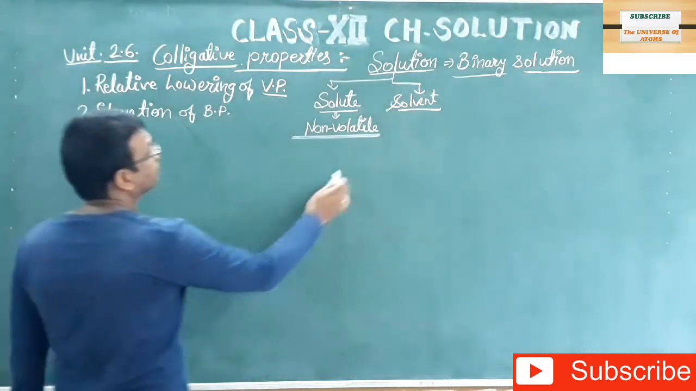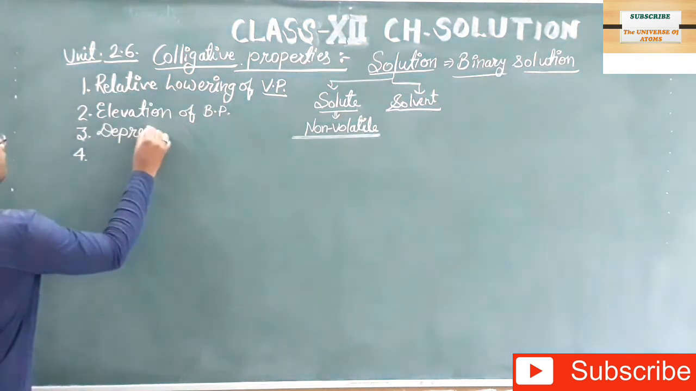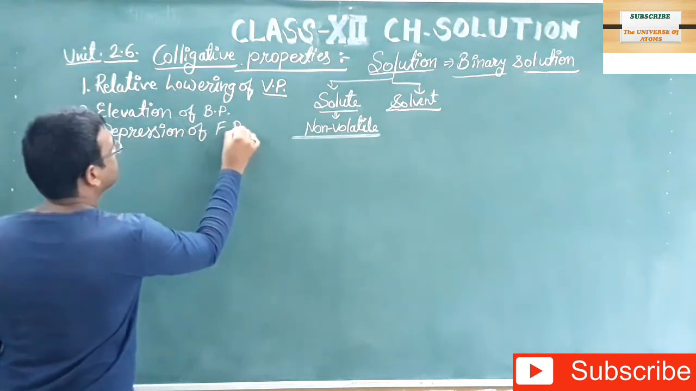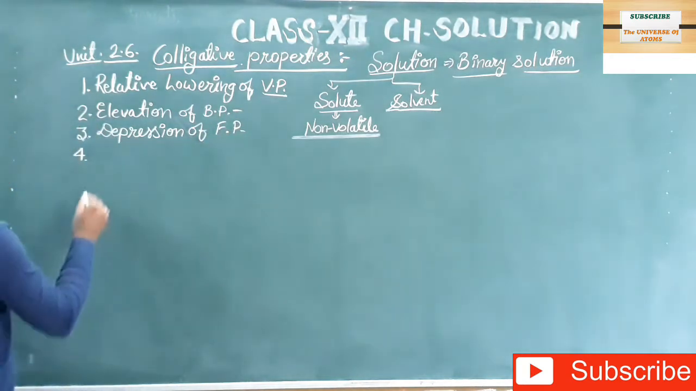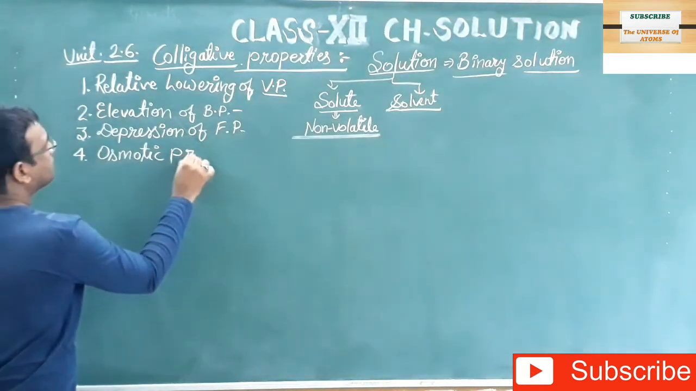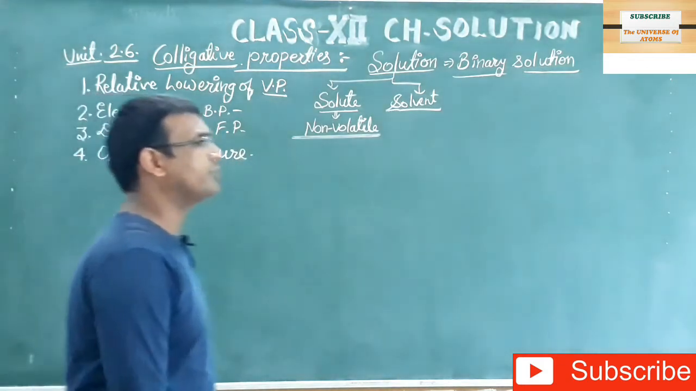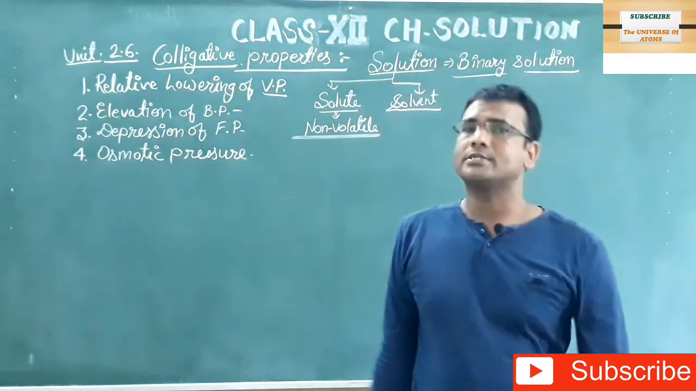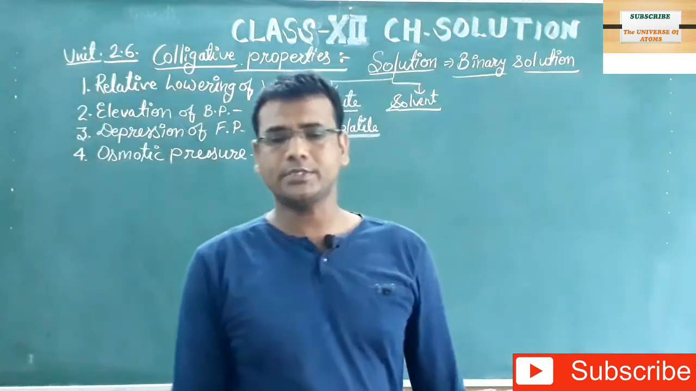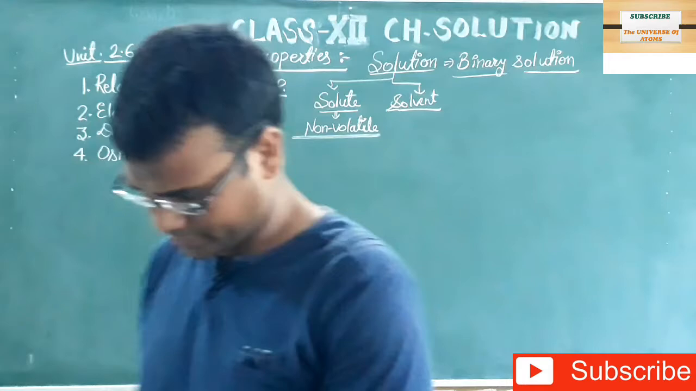Although we are talking about solvent. Depression of freezing point, and the last one is osmotic pressure. So these are 4 colligative properties which we will discuss in this part one by one. Okay, so now the first one is relative lowering of vapor pressure.